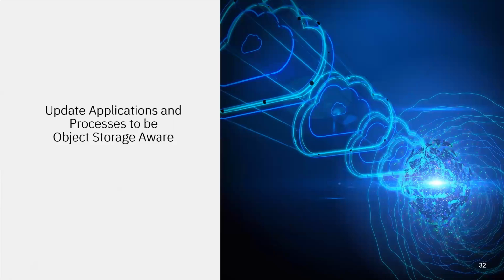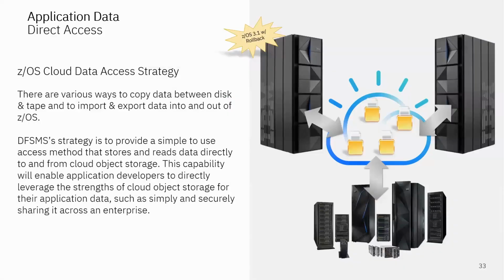Now let's jump to, hey, I want to actually update my applications themselves to be object aware. As I said, in 3.1, and it's actually available in 2.5 also, we came out with this new access method called CDA, Cloud Data Access. And the strategy is really, as I said before, instead of my z/OS data being siloed, I want to store it in a way that I can immediately consume it across Sysplexes or across my entire enterprise.